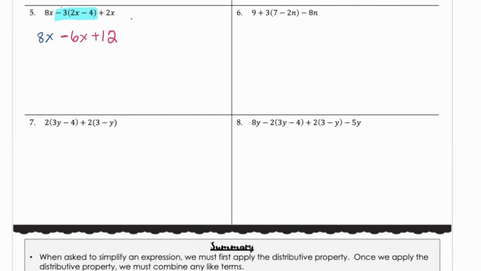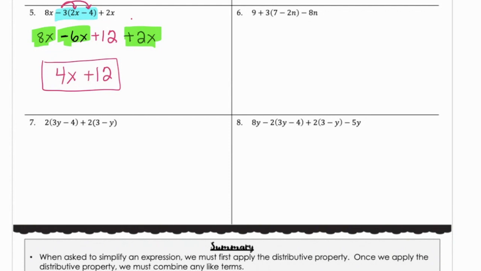Okay, so I distribute that 3 to the 2x, giving me a negative 6x, that negative 3 to the negative 4, giving me a positive 12. And I'm going to make sure I drop down that 2x that was in back. Now at this point, let's identify our like terms. I have a few here. So all of these are my like terms. I'm going to combine them and I get 8 minus 6 is 2x. 2x plus 2x gives me 4x. Drop down the 12 because that wasn't going to be combined with anything.